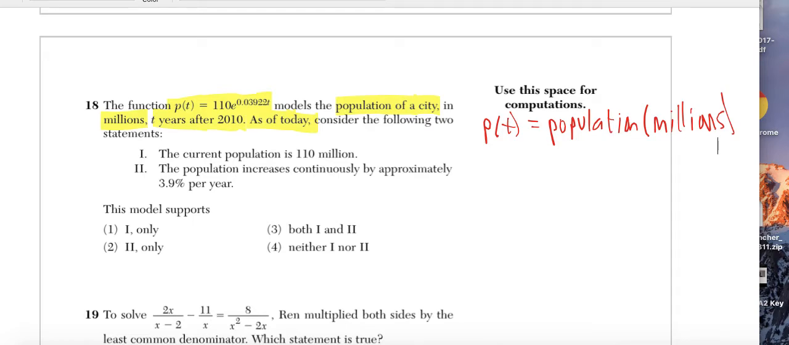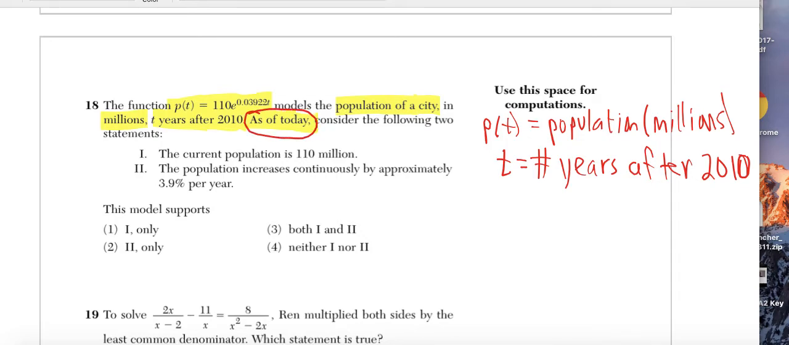It's not just one person, it's 1 million. And the other thing, t is the number of years after 2010. All right, and keep in mind that this exam is from June 2017, and today it's August 2019 when I'm going over this. And they're saying to consider as of today.